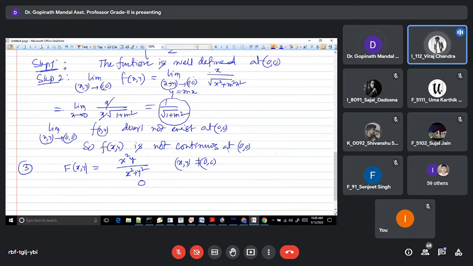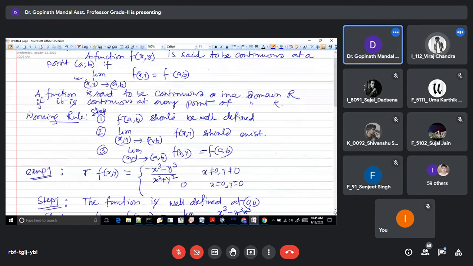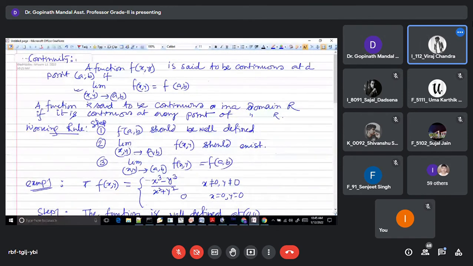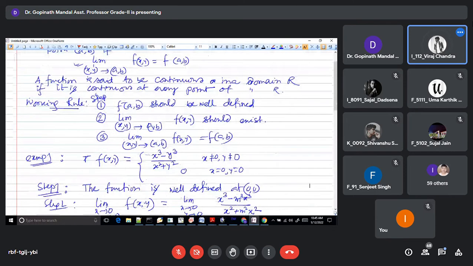But sir, in example one, take y equals to mx, we get 0 at y equals to mx, but we might not get 0 at y equals to mx square or some other equation. Yes. But sir, how are we saying only by y equals to mx that the limit exists?